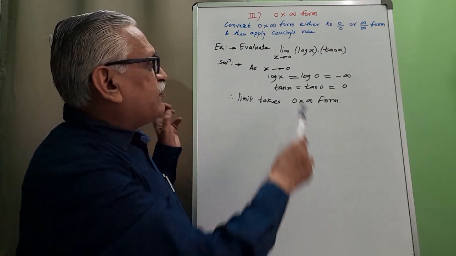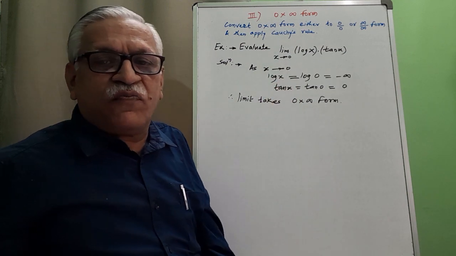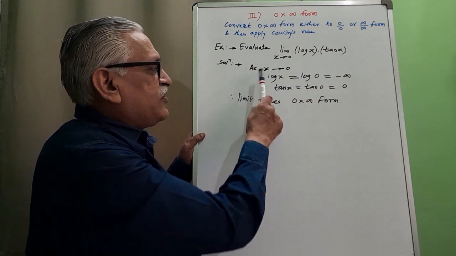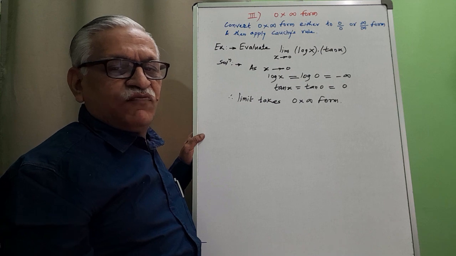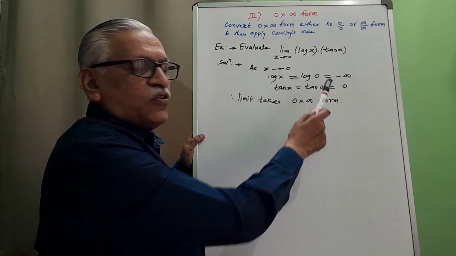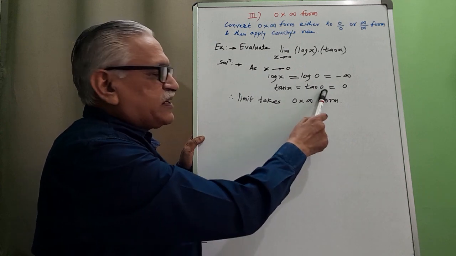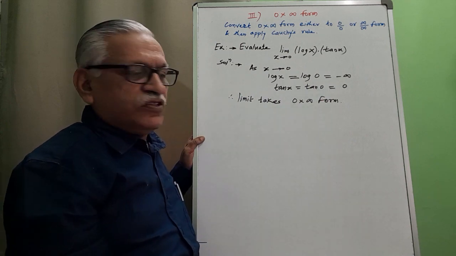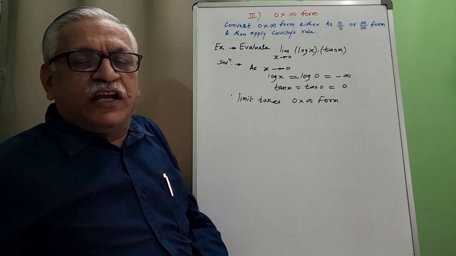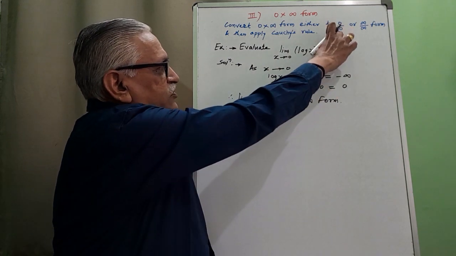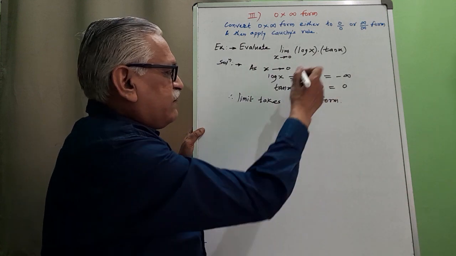Let us solve second example. Evaluate limit of log of x multiplied by tan of x as x tends to 0, and therefore first step is once again to determine the form. As x tends to 0, log 0 is minus infinity, tan of x becomes tan of 0, tan 0 is 0, therefore the form is 0 into infinity. And as we get 0 into infinity form, either we convert to 0 by 0 form or infinity by infinity.